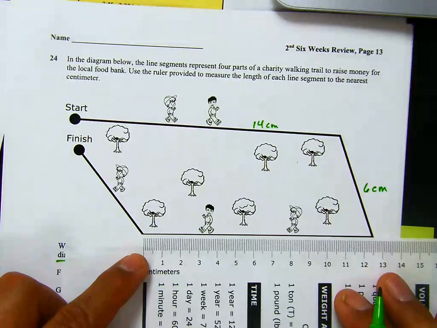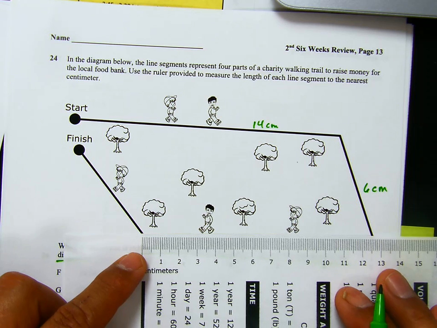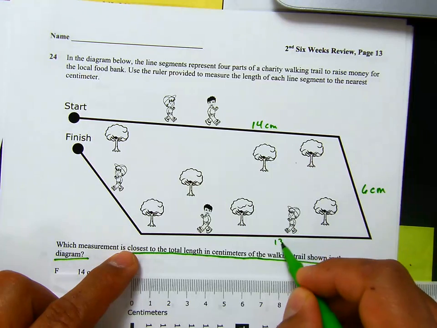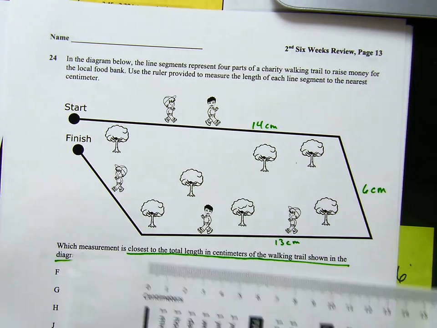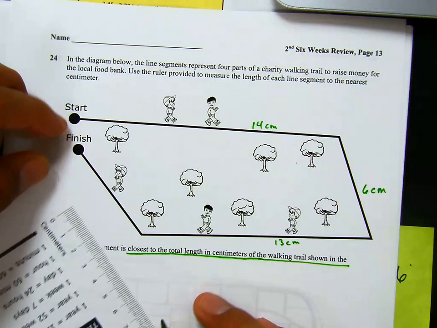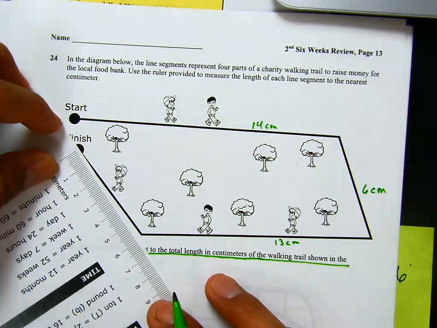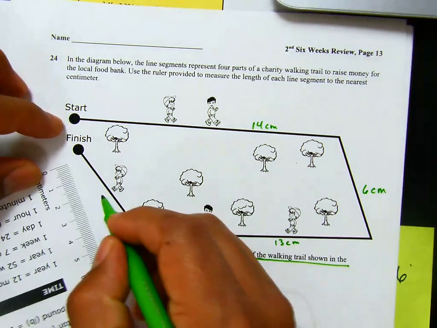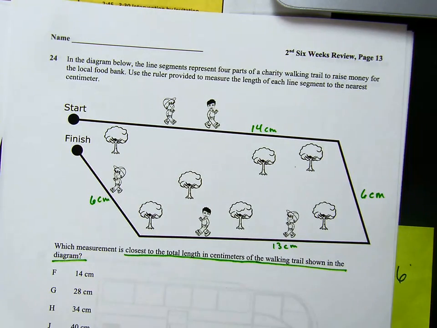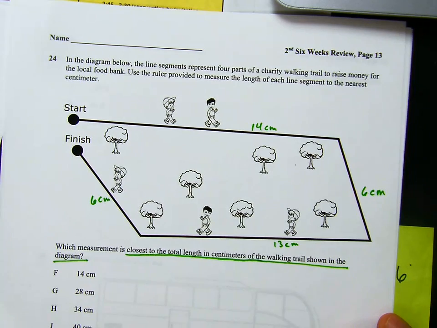Measure this one going across. It's 12.5, but we're measuring to the nearest centimeter, so it would be 13 centimeters. So here we go. This would be 6 centimeters. So now we know we're looking for the total length. So we know we have to add those.